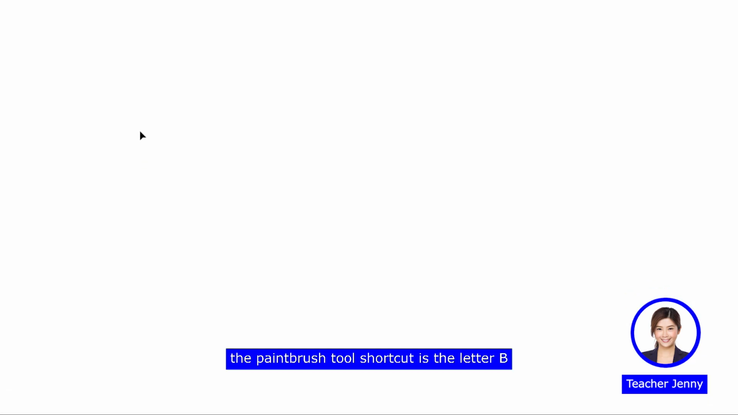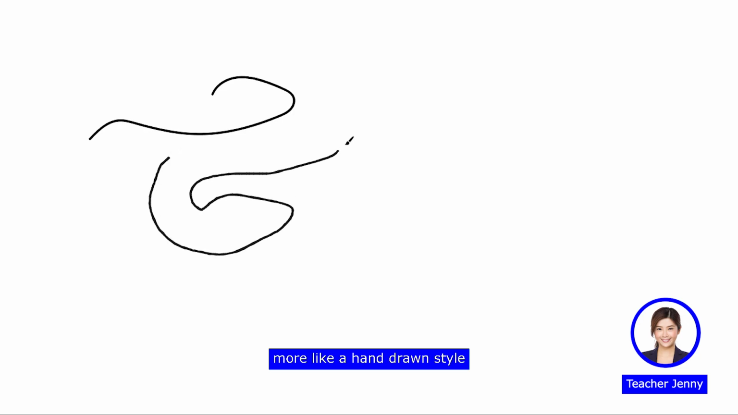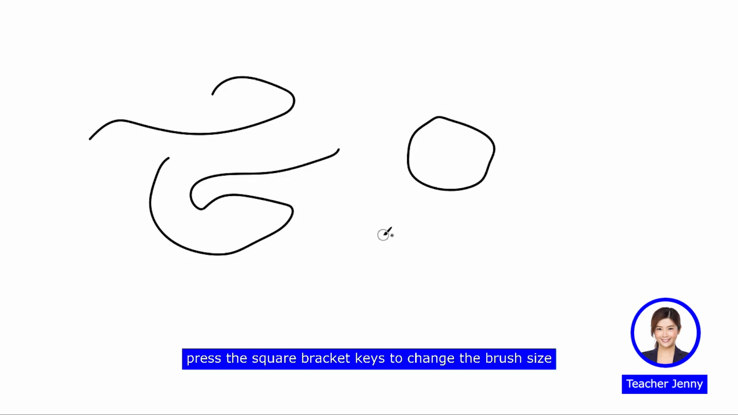The Paintbrush tool, shortcut is the letter B. Click and drag to create a smooth path, more like a hand-drawn style. Holding Alt after you start dragging the mouse will create a closed path. Press the square bracket keys to change the brush size.